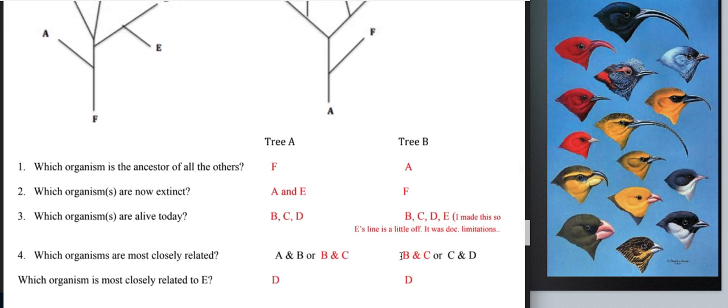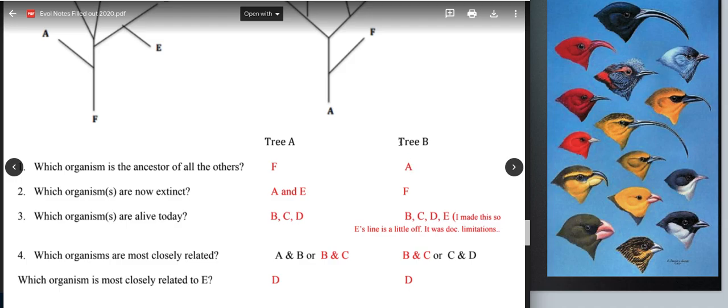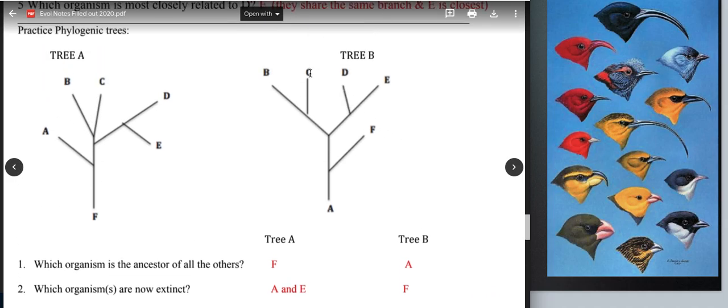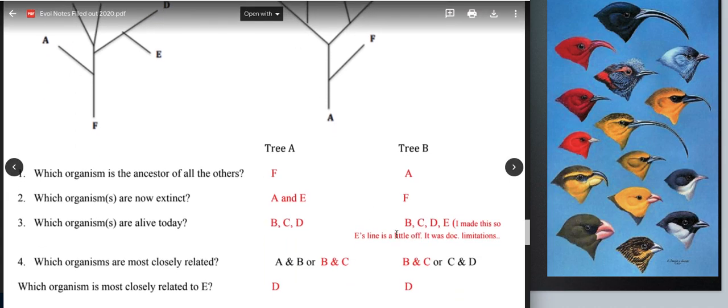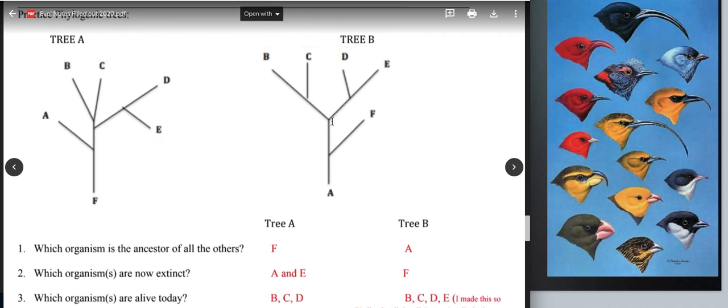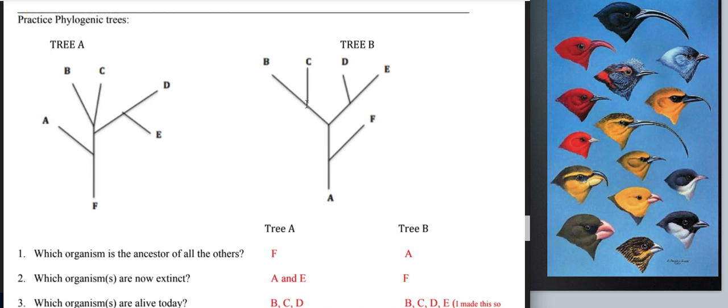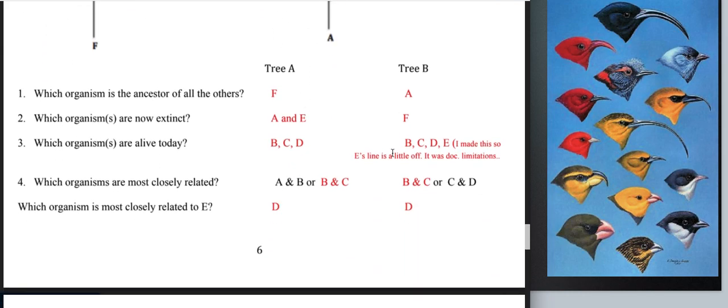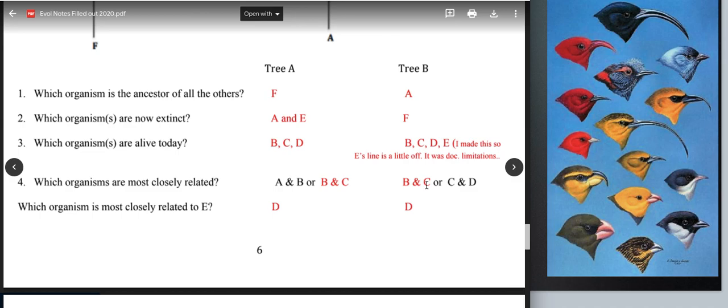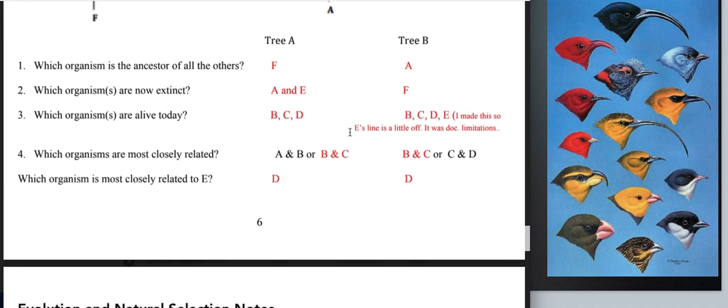Okay, over here, B and C, or C and D for tree B. So here I am. This is C. Since C is in both of these, I'm going to start with C. So I trace my finger down from C. This is the first branch. What species branches off? B. So B is the answer. So B and C are most closely related. When you're doing your classwork today, you can go back, of course, and have this note sheet open and look at it to help you out.